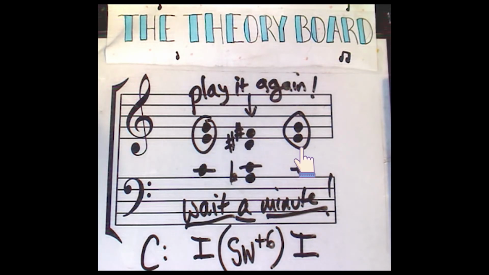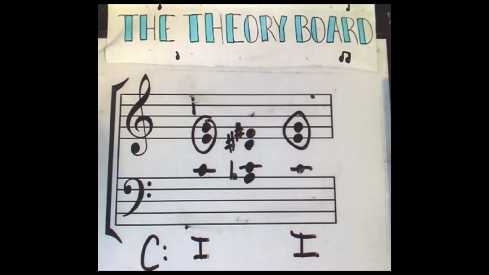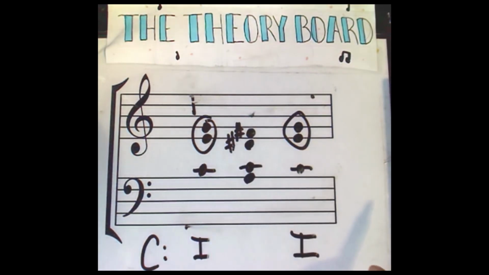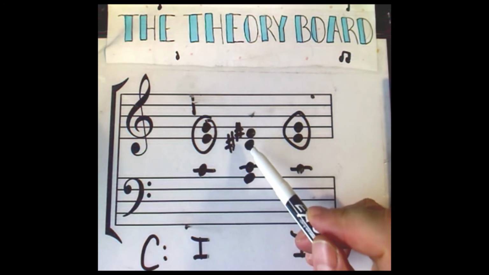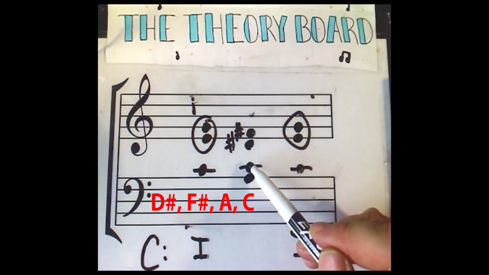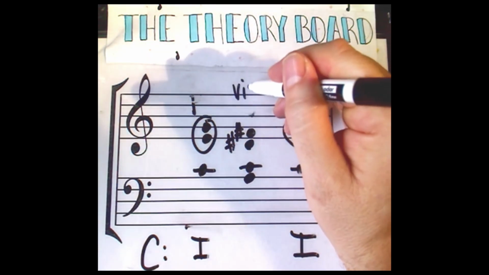Remember this chromatic neighbor motion from a prior lesson? What if I got rid of that A flat? What would that do to the chord? Well, let's spell it out. D sharp, F sharp, A, C. It's a fully diminished 7th chord.